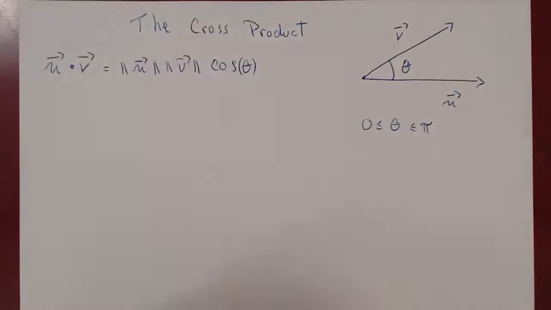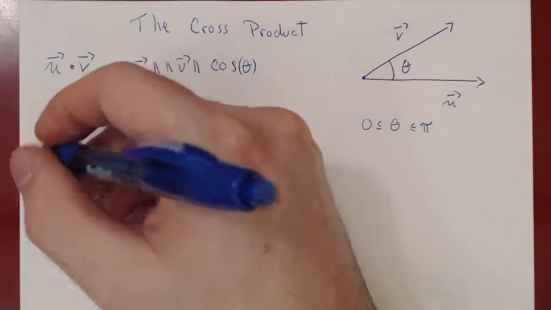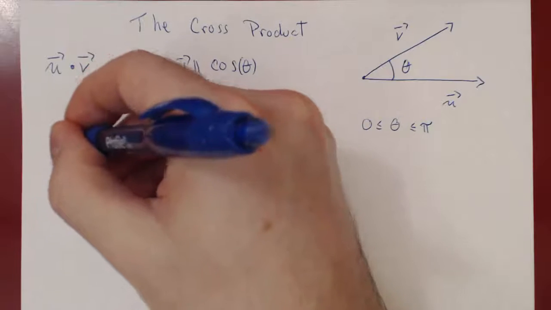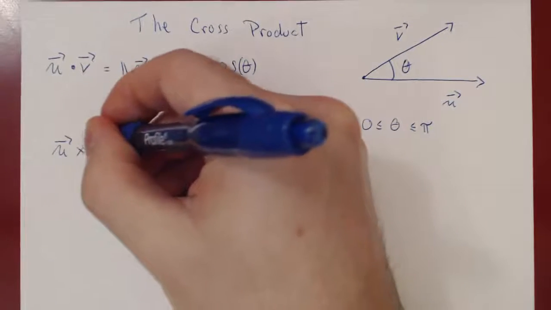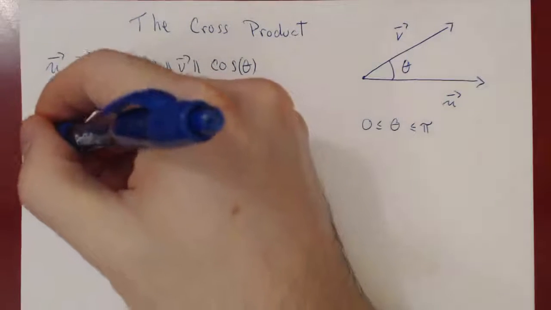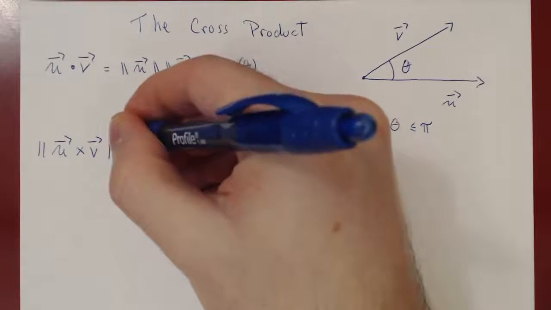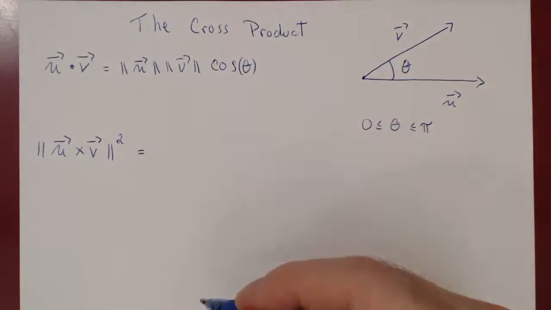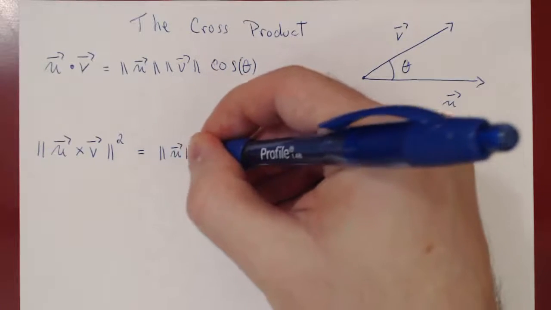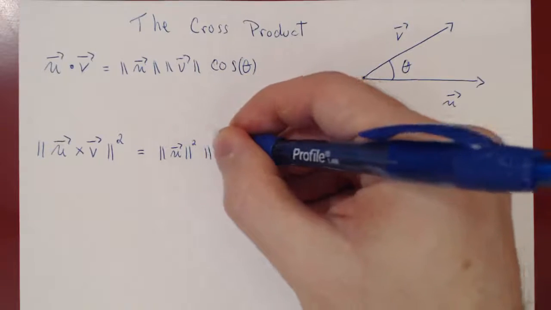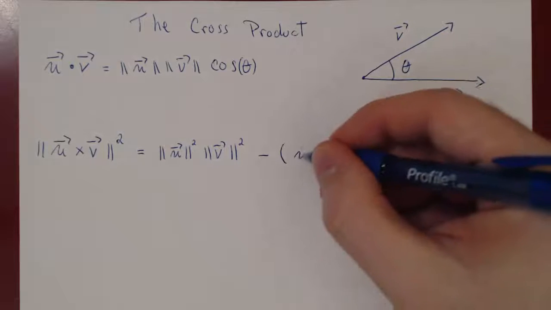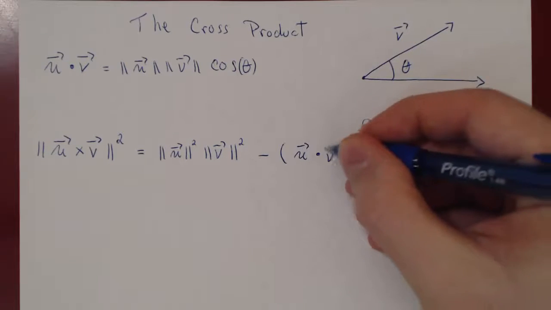So here's the equality. If you ask about the cross product between u and v, this is a vector, and now you can take the norm squared of this vector, and we have the following equality. It will be the norm of u squared times the norm of v squared minus the dot product between u and v, squared.